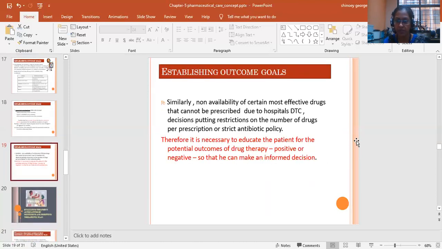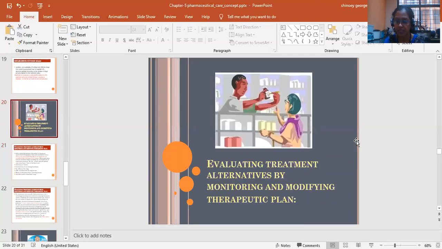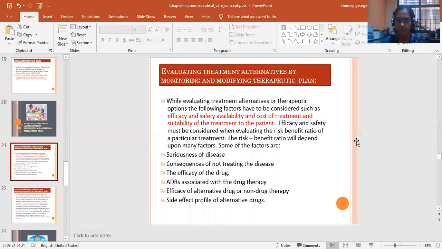And therefore, it is very important to educate the patient regarding the outcomes of drug therapy. Any drug, when it is taken by a patient, two possibilities are there. Either it can lead to positive outcomes or negative outcomes, which both should be made known to the patient, and it has to be conveyed by the pharmacist. Then evaluating the treatment alternatives by modifying the therapeutic plan. Once the patient has taken a particular therapeutic plan, it may be modified so that the patient gets a positive effect as well as the drug has to be slightly changed.